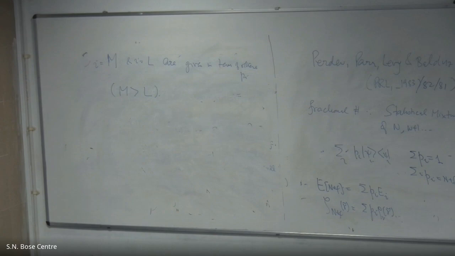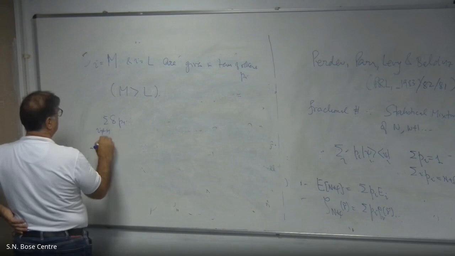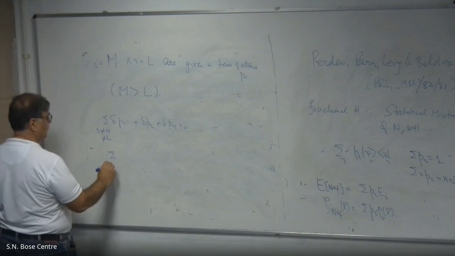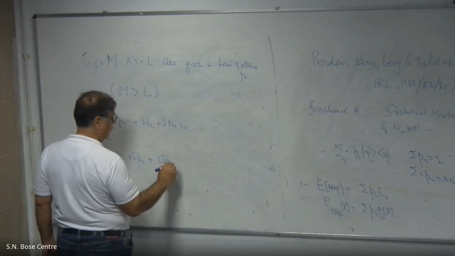I have summation over i not equal to m, not equal to l, of delta p_i, plus delta p_l, plus delta p_m is equal to 0. And I have summation over i not equal to m, not equal to l, of i delta p_i, plus l delta p_l, plus m delta p_m.